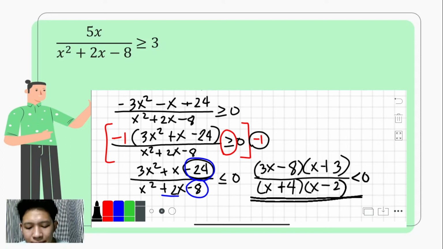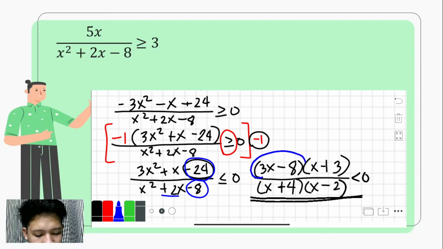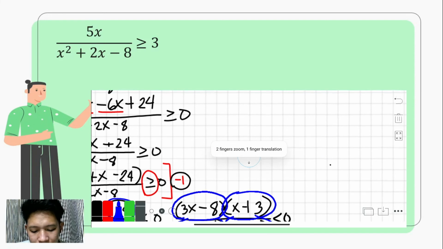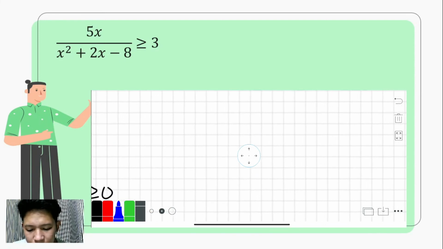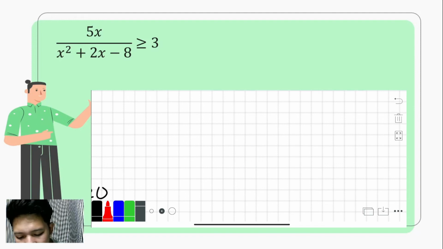Okay, so kung mapapansin po natin, we have how many critical values? 1, 2, 3, and then we have 4. Okay, so 4 po yung ating kukunan ng critical values. Okay, so the first one is 3x minus 8. So sulat ko lang dito, critical values.